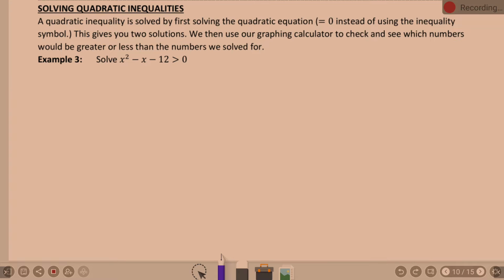Notice it mentions a quadratic inequality is solved by first solving the quadratic equation. So in other words, we're going to want it equal to 0 instead of the inequality symbol. That's always going to be our start: what is this if we would solve it as equal to 0? That's going to give us two solutions. And then we're going to use the graphing calculator to check and see which numbers are going to make this inequality true, to write our less than or greater than statements. So we're going to change this here, and think about how we would solve the equation x squared minus x minus 12 equals 0.